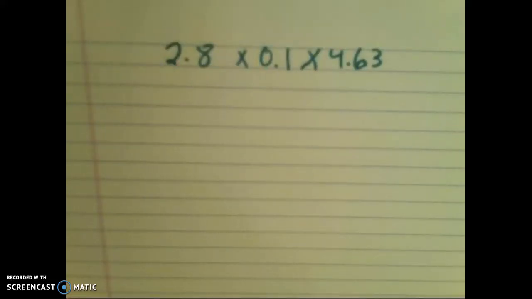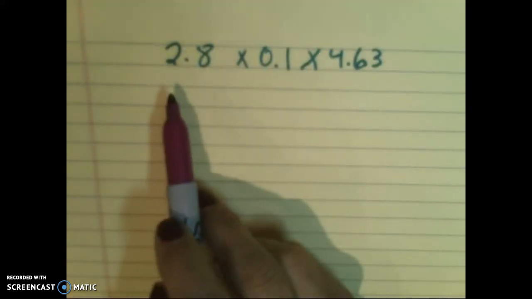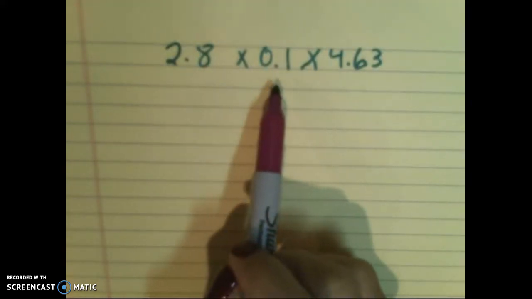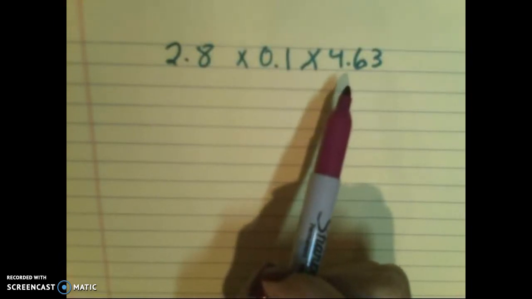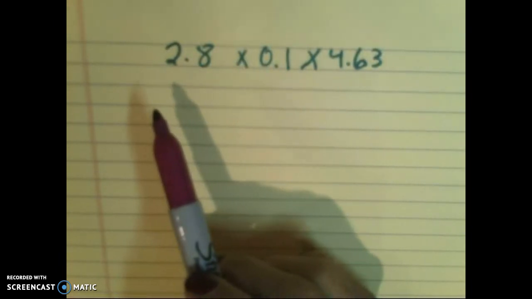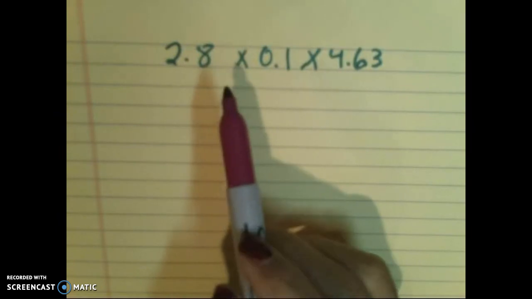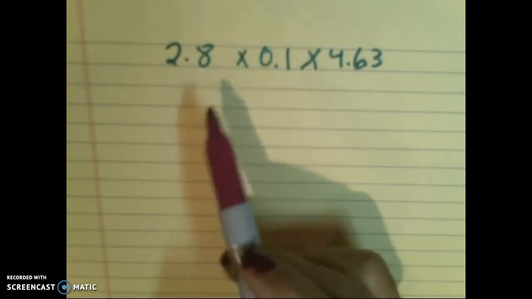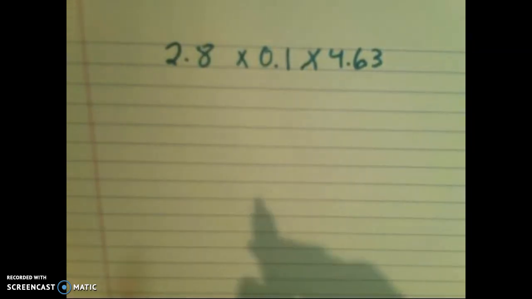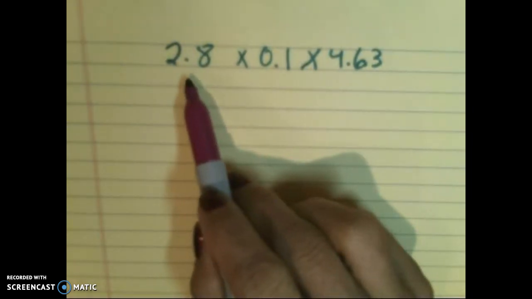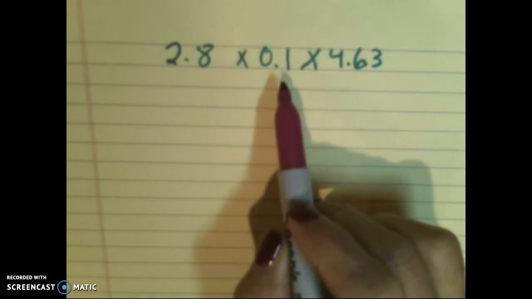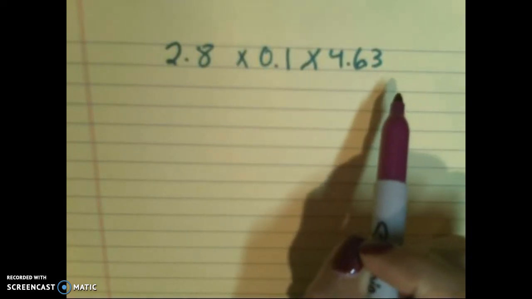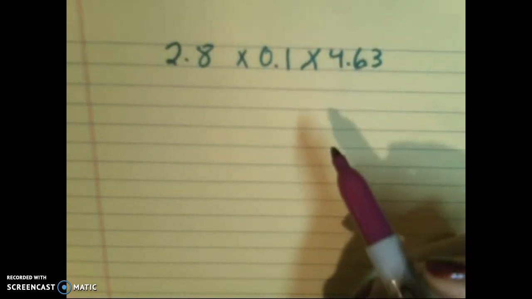Today I want to talk to you about multiplying rational numbers and your approach on multiplying rational numbers. So for this example, 2.8 times 0.1 times 4.63. I want you to think of using the commutative and associative property of multiplication, or different properties that we know, to make this problem a little bit more efficient. So you can definitely multiply 2.8 times 0.1, and whatever your answer is, you multiply that by 4.63. And you will get the same answer.